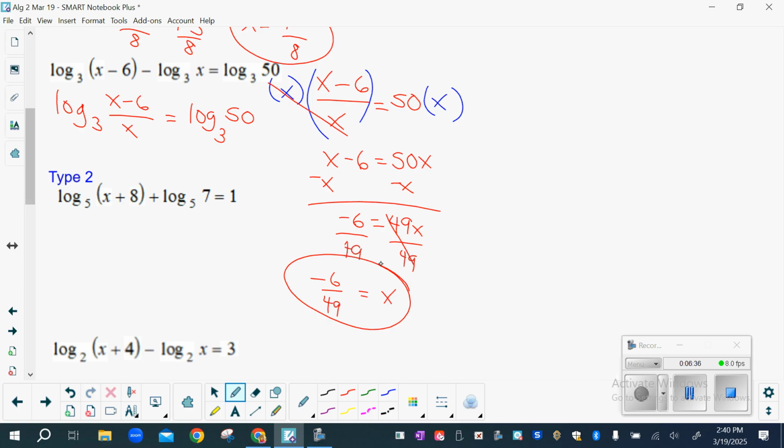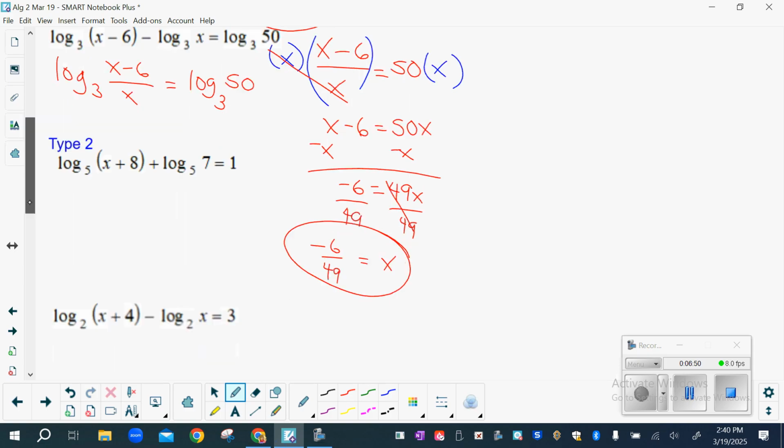Okay, that was type 1. Type 2 is going to be a little different. There's a little more thinking that's going to be involved. What do you notice that's different on this problem here?